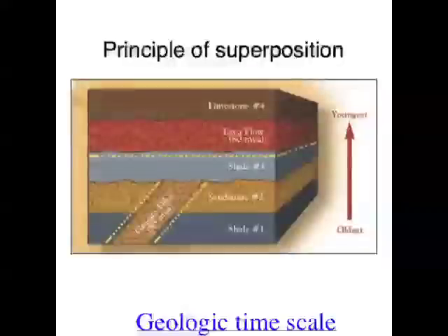Now, planet Earth is actually about 4.5 billion years old, so that's 4,500 million years old. And the first evidence of life on Earth appeared about 3,850 million years ago. And it wasn't until about 620 million years ago that the first multicellular animals appeared in the fossil record. So we're talking about a really long period of time.